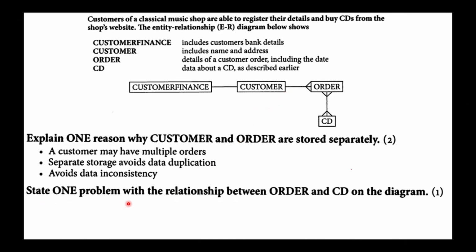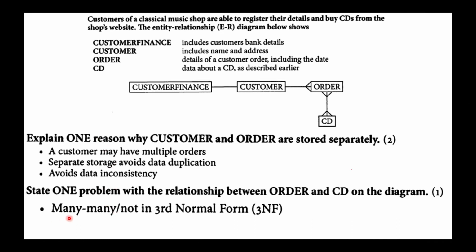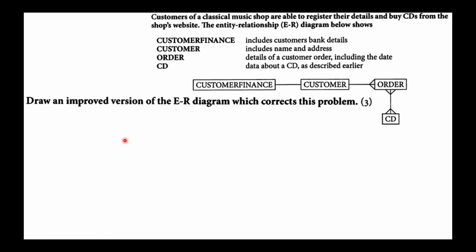State one problem with the relationship between the order and the CD. It's because it's a many-to-many relationship. You might get the mark if you just say many-to-many relationship, but if you say not in normalized form, it might get you the mark as well. So I'll say it is a many-to-many relationship, so it's not in third normal form. Draw an improved version of this relationship diagram which corrects this problem.